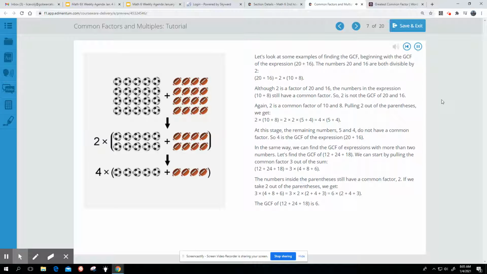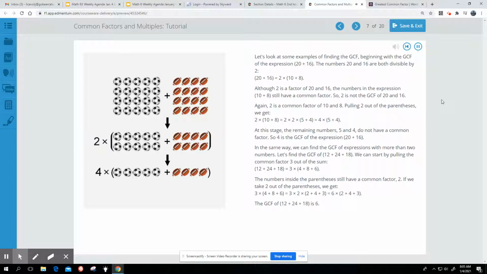In the same way, we can find the GCF of expressions with more than 2 numbers. Let's find the GCF of 12 plus 24 plus 18. We can start by pulling the common factor 3 out of the sum: 12 plus 24 plus 18 equals 3 times the sum of 4 plus 8 plus 6.